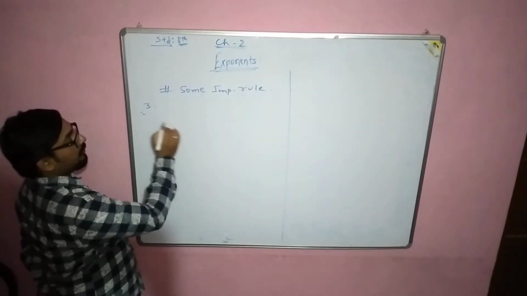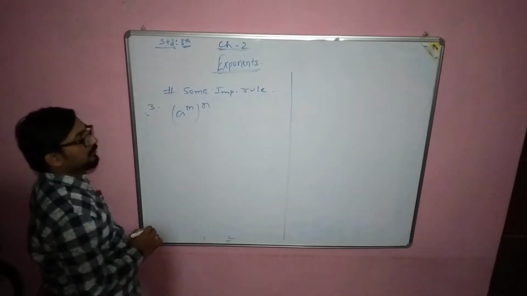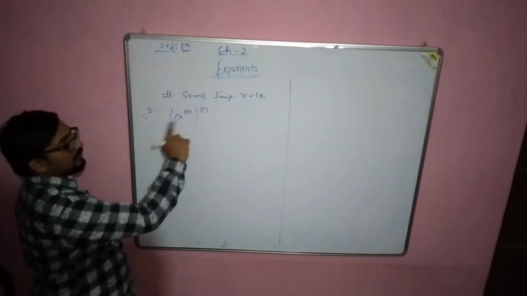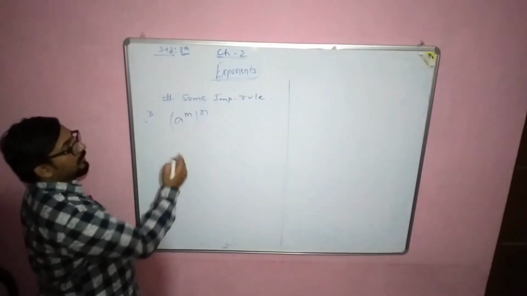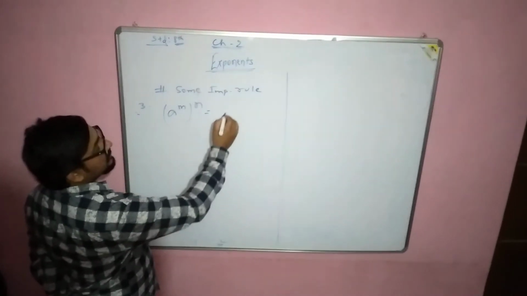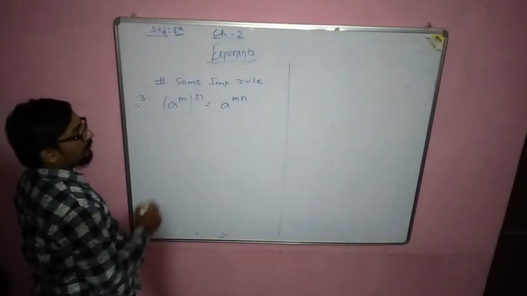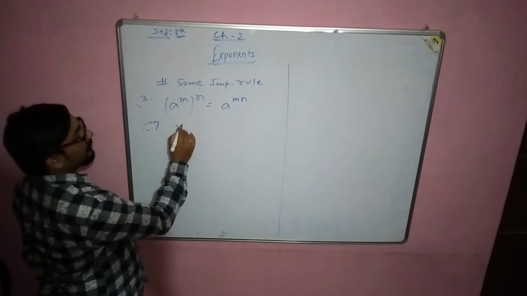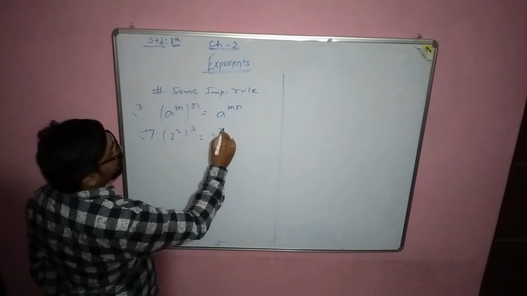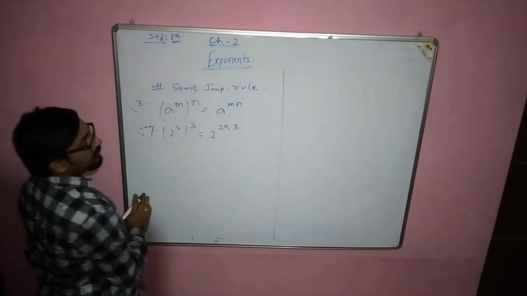Now the third rule, a raised to the power m, raised to the power n. Here the base is a raised to the power m, and again a to the power m is raised to the power n. So in this case, the powers m and n are multiplied. Okay, see the example: 2 to the power 2, raised to the power 3. So in this case, 2 to the power 2 into 3. This m and n multiply with each other.